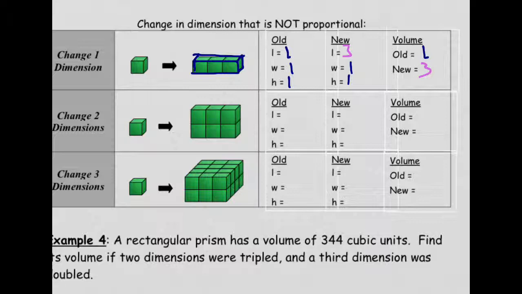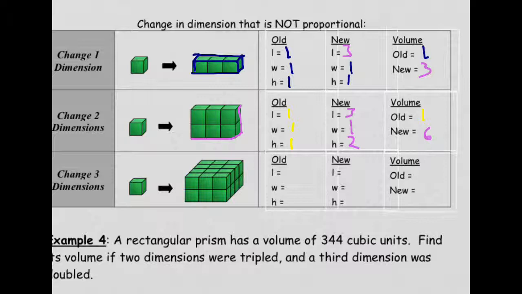Let's look at the next one. Length is still 1, 1, 1. But in this one, the length is 3, and the width is still 1, but now the height is 2. So if I multiplied one side by 3 and the other by 2, then my volume on the new is going to be 6 times the old.